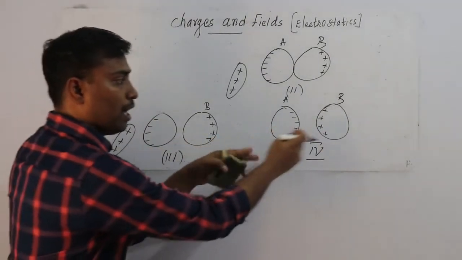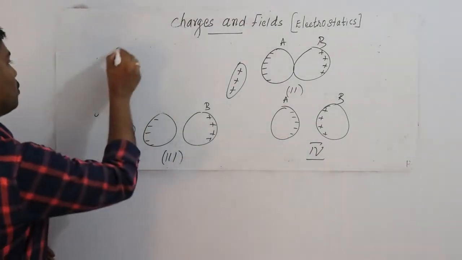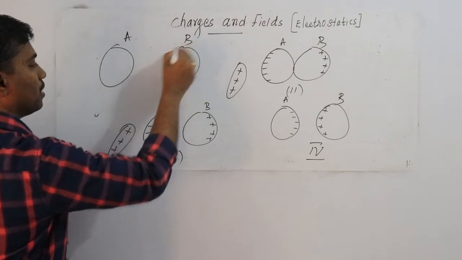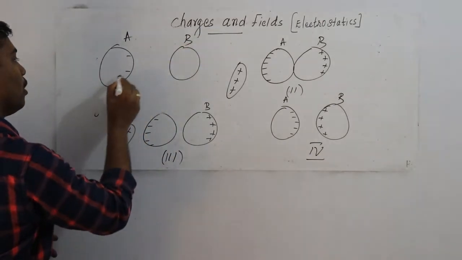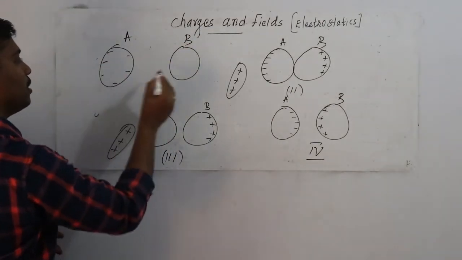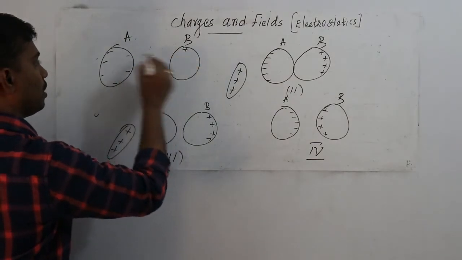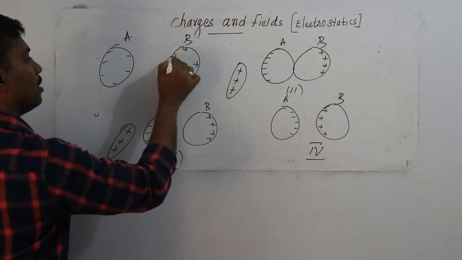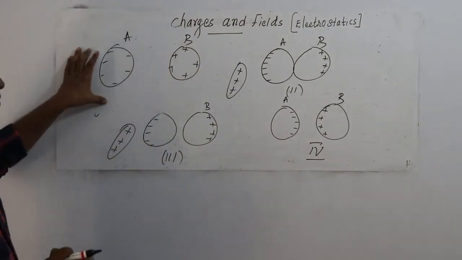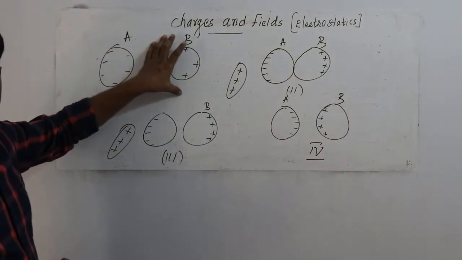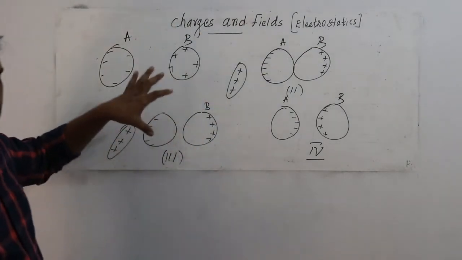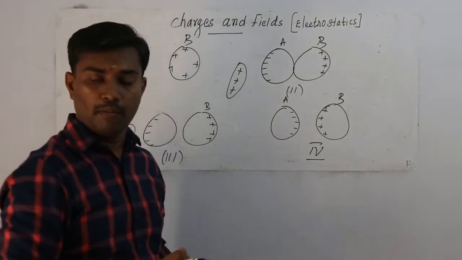We are going to increase the separation of A and B. So we can see that the separation of A and B is increased. All the positive charge is uniformly distributed and the negative charge is uniformly distributed. That means A becomes negatively charged and B becomes positively charged. This process of charging is known as charging by induction.